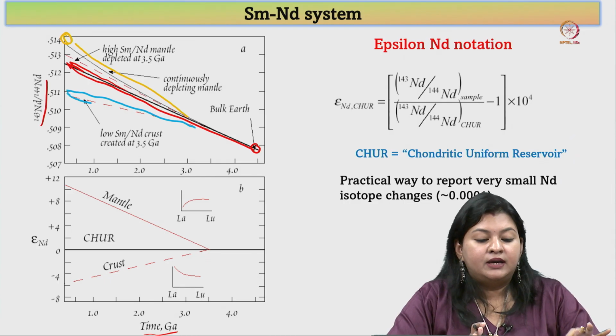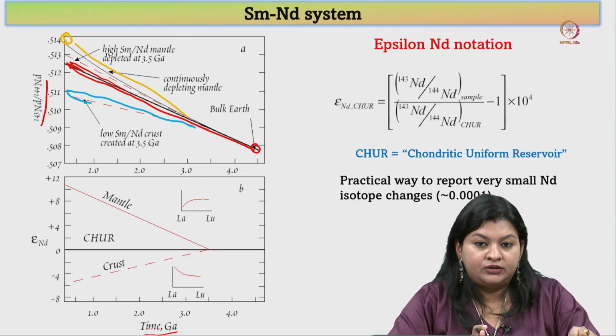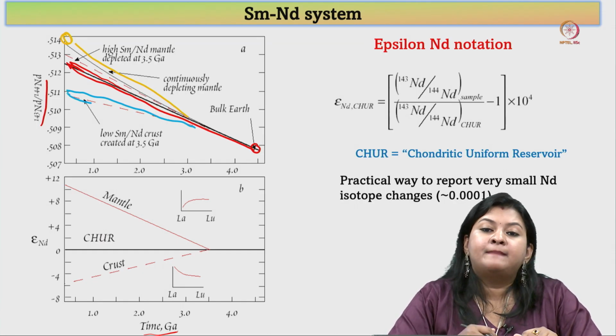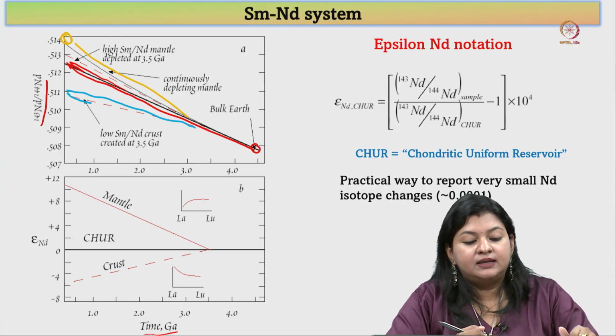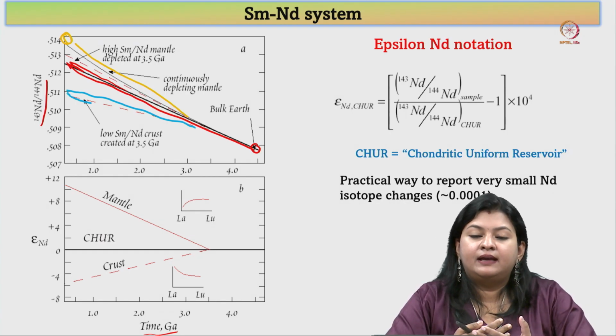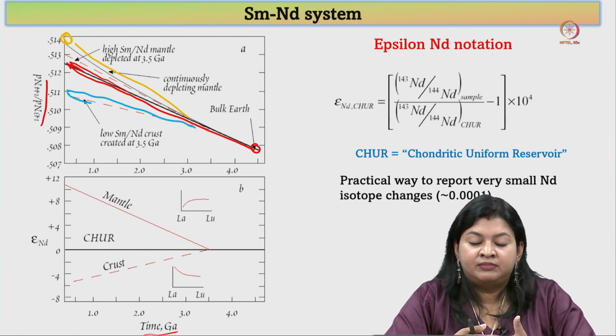So, here you see that the crust has a lower radiogenic value, that is, more unradiogenic, and the mantle is more radiogenic. Now, in terms of values, we see that the differentiation is happening, but the differences are in the third decimal place, fourth decimal place.